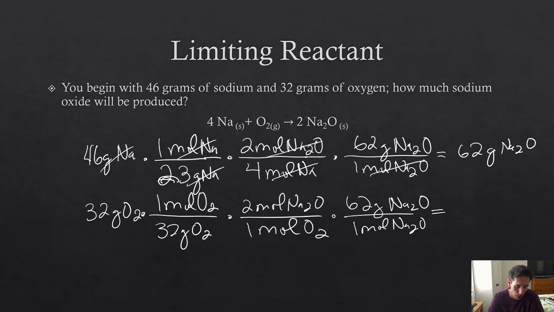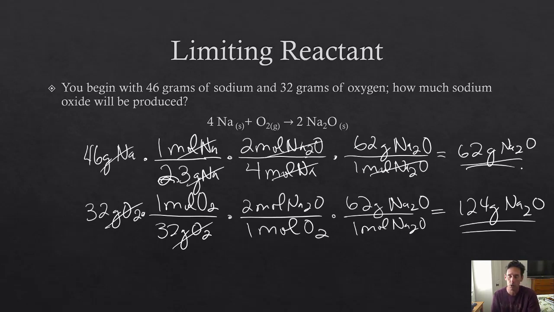On the next problem, we've got 32 divided by 32, which would be a value of 1, and 1 times 2 is 2. And so 2 times our 62, let's see, 2 times 62 would be 124 grams of sodium oxide. Okay, so those are our 2 possible answers.